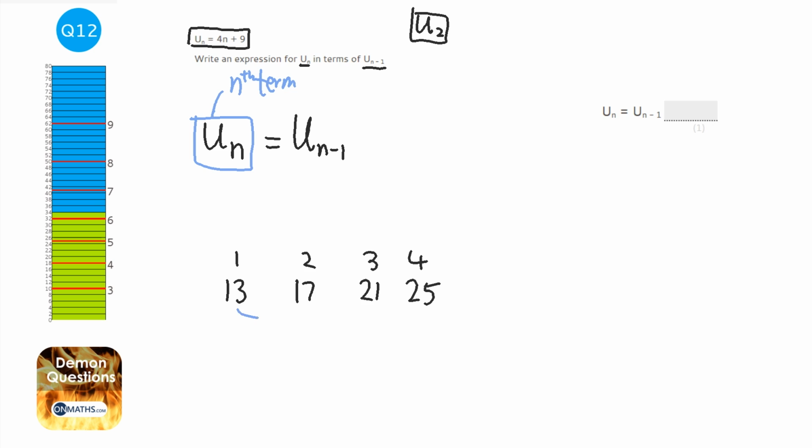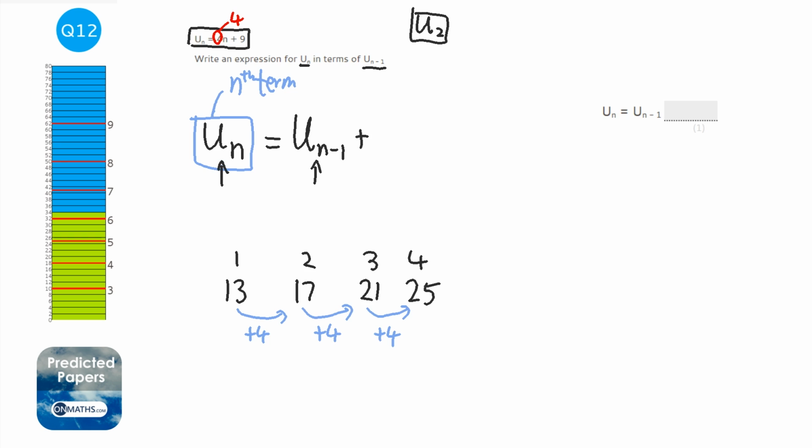So what are we doing to each term to get to the next term? Well, we're adding 4 each time. We know we're adding 4 because the number before the n tells us what it's going up in. So to get the next term, which is the nth term, from the previous term, we just need to add 4. So our answer is u_n equals u_(n minus 1) plus 4.